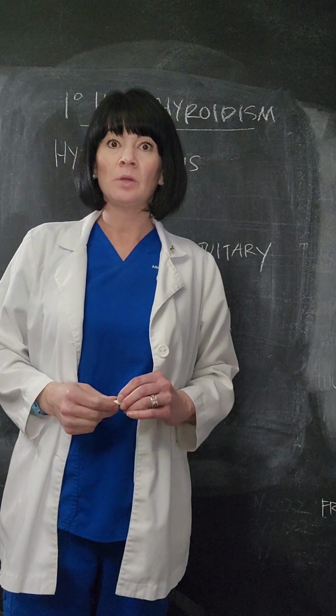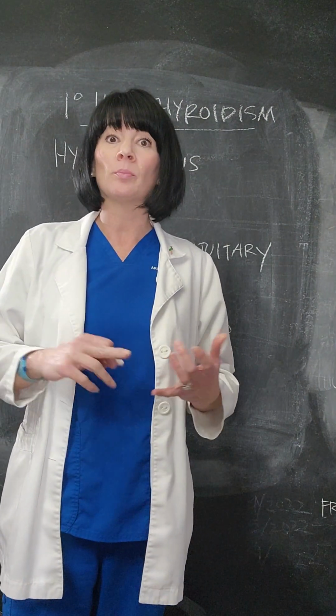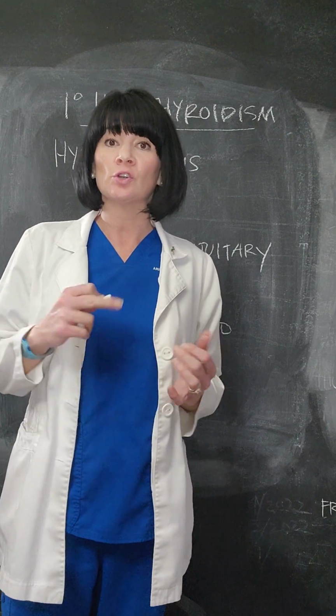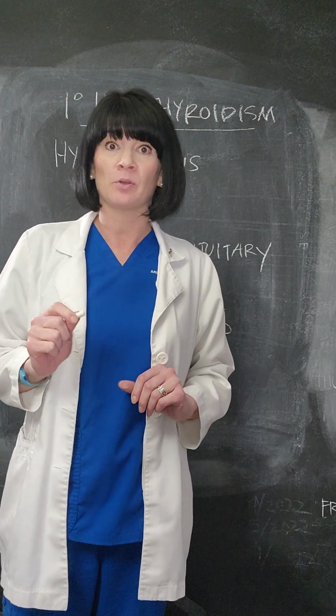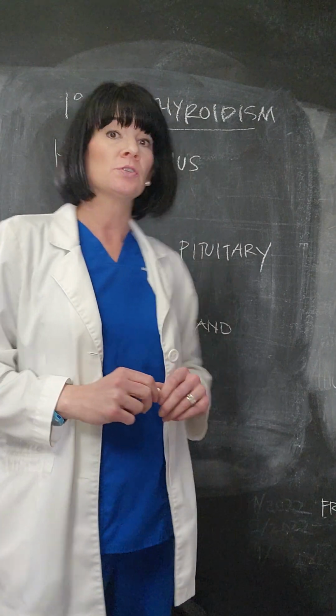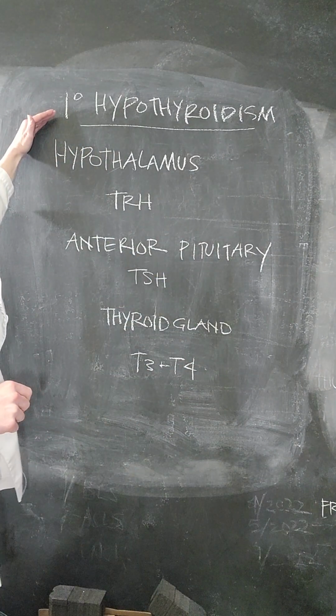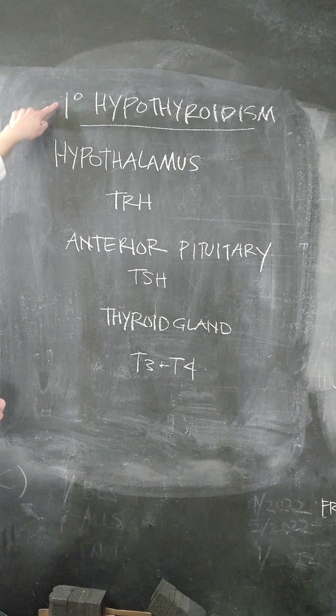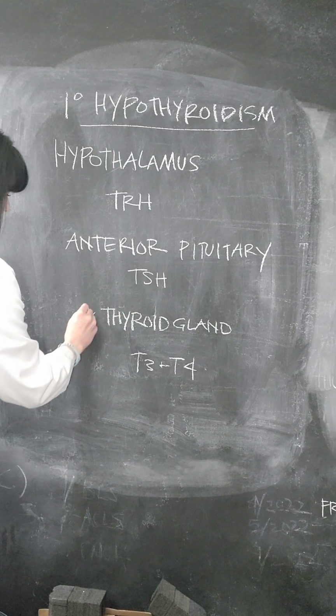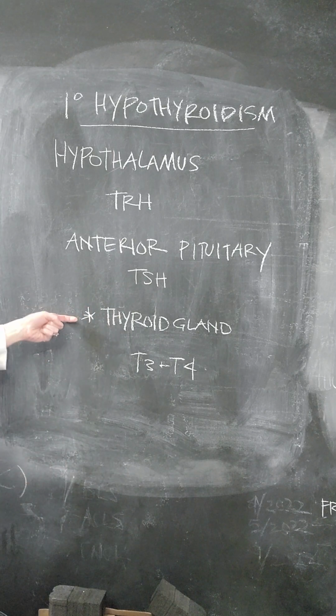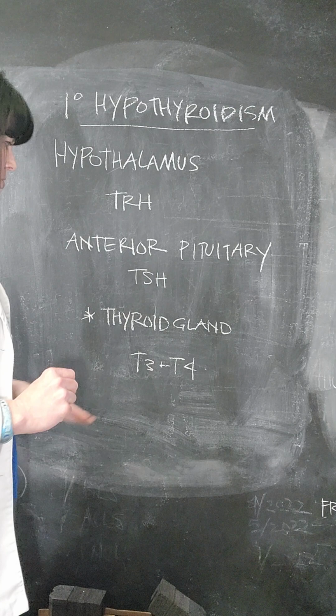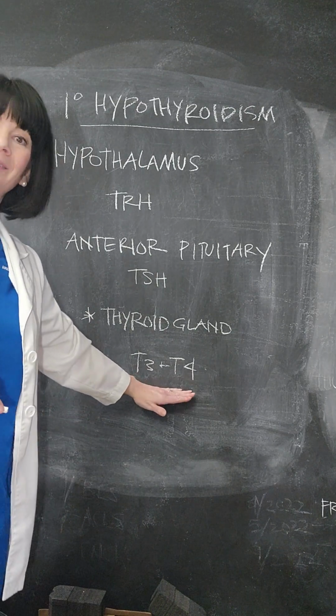Welcome, ladies and gentlemen. I'm going to make a quick video talking about primary, secondary, and tertiary, both hypo and hyperthyroidism. All right, so we're going to start with primary hypothyroidism. Primary means that the disorder is actually in the thyroid gland itself. All right, so let's start out with the thyroid gland itself.